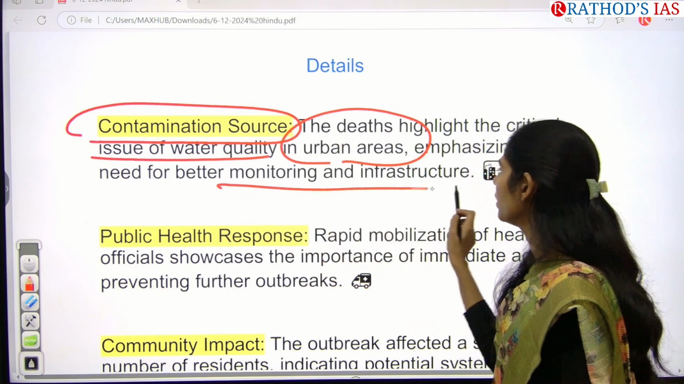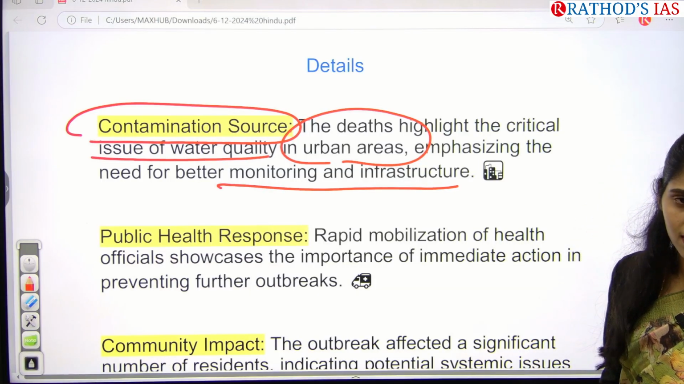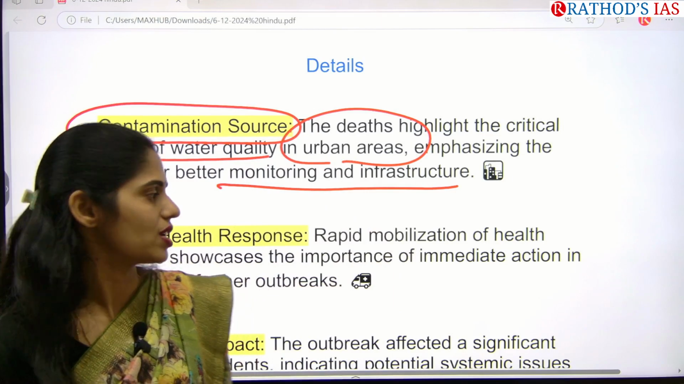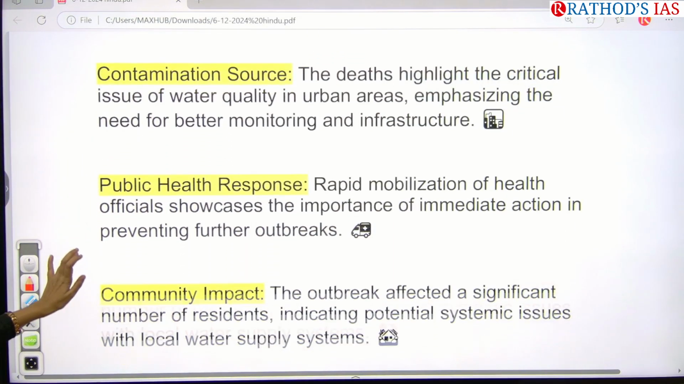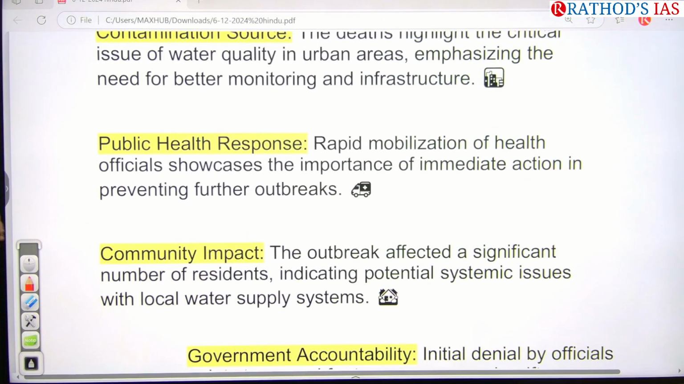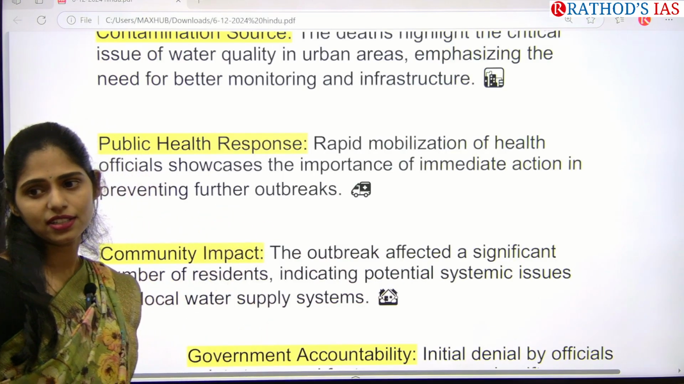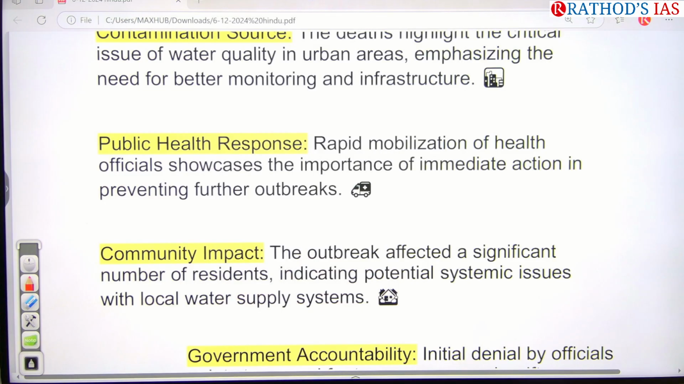Because of this, we need a better monitoring system as well as better infrastructure for the treatment of this water. And next, rapid mobilization of the health officials is very, very important now, because three members have died and many people are reporting similar symptoms.